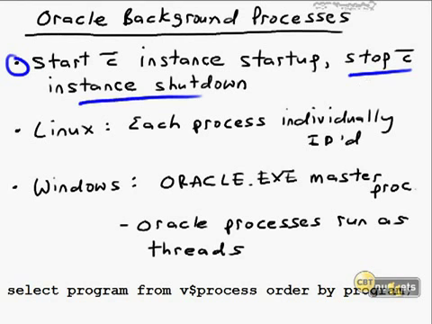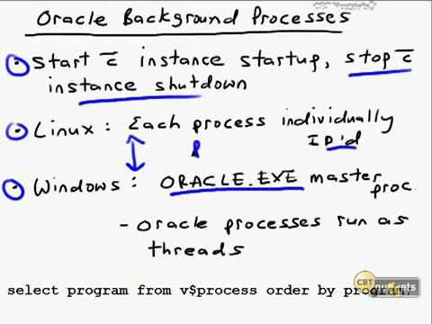Think of Windows services as examples of background processes. You can configure those services to start up when Windows starts up and stop when Windows shuts down. For example, Oracle running on Windows keeps all background processes under a single master process called oracle.exe. That actually is one of the relatively few big differences between Oracle database running on *nix versus it running on Windows. Under Linux, your Oracle background processes are individually ID'd.